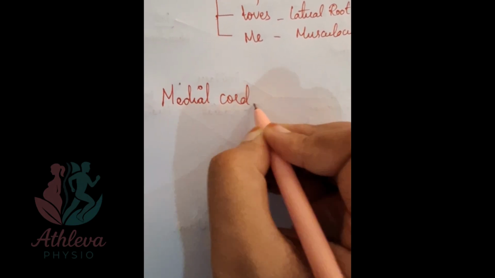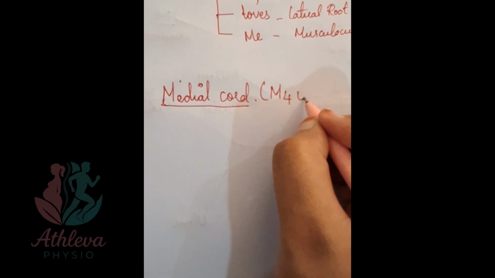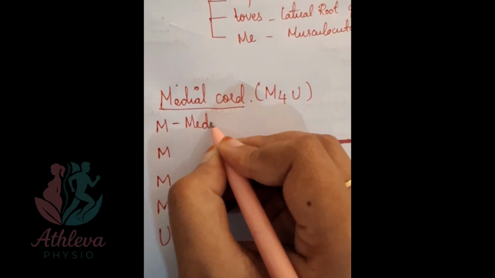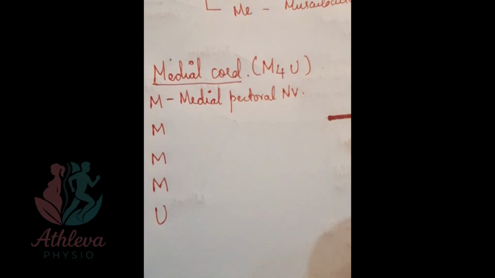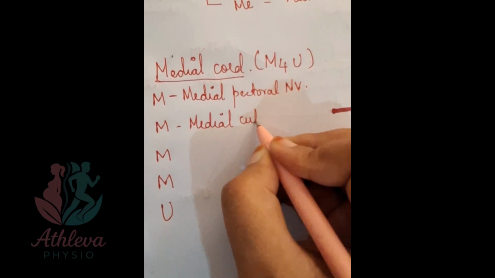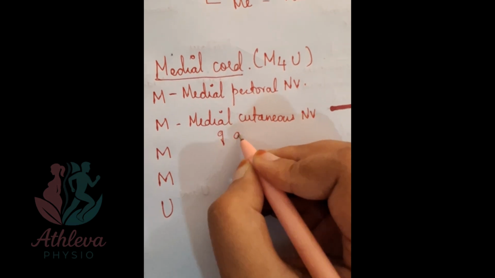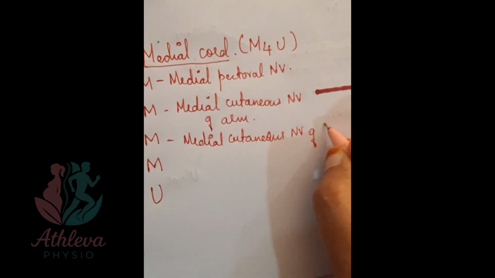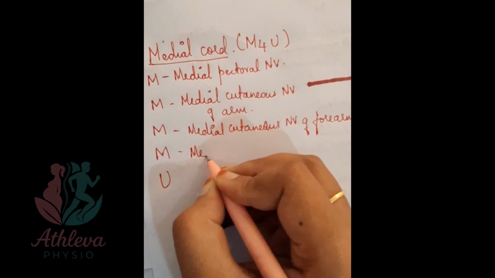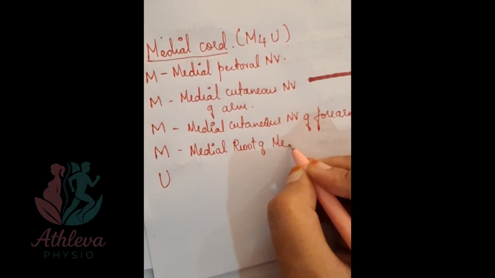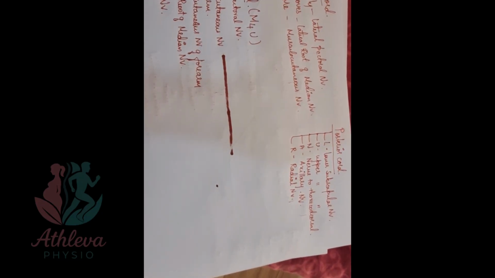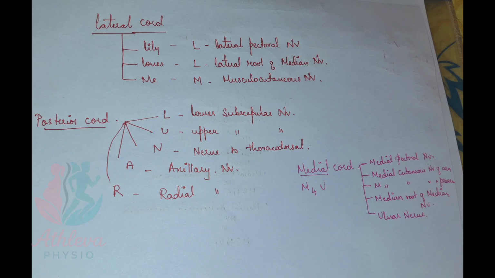Medial cord, M4U, that means there are 4 M's: medial pectoral nerve, medial cutaneous nerve of arm, medial cutaneous nerve of forearm, medial root of median nerve, and U for ulnar nerve. So by this we have completed the brachial plexus and its branches.